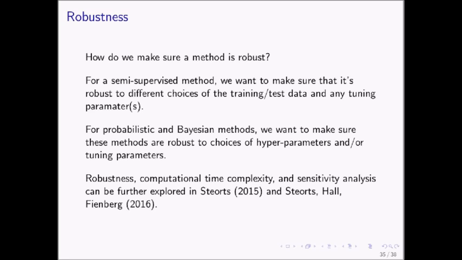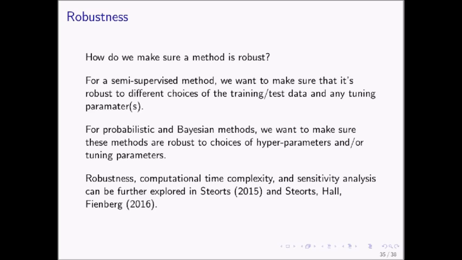Okay, so the next thing I want to briefly touch on is two more things. I want to talk about how we make sure a method is robust. For a semi-supervised method, we want to make sure it's robust to different choices of the training and test data. That's something I just talked about. And we also want to make sure that it's robust to any training parameters. Of course, you can do this with 5 or tenfold cross-validation. And then for probabilistic and Bayesian methods, we want to make sure these methods are robust to choices of hyperparameters or tuning parameters.